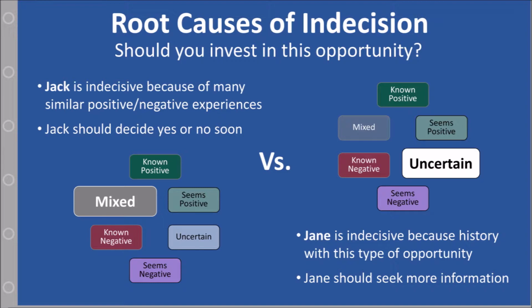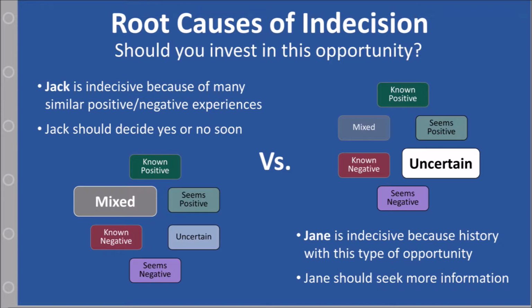Consider the question, should you invest in this opportunity? Jane has no knowledge and is therefore indecisive due to uncertainty. Jack has many similar successful and unsuccessful investment experiences and is therefore indecisive due to a mixture of known positive and known negative reasons. Even though Jane and Jack are both indecisive, their causes of indecision are very different.